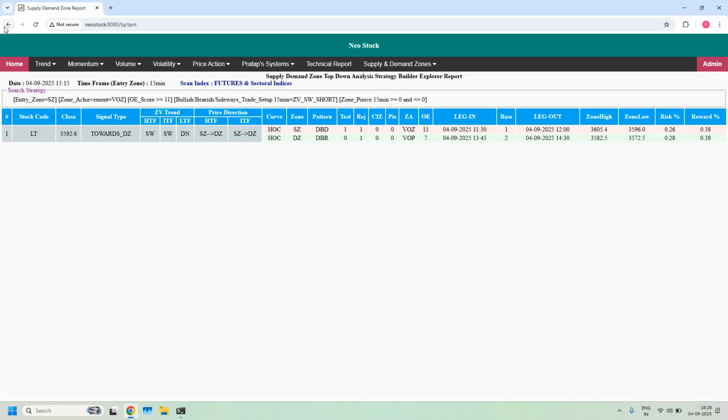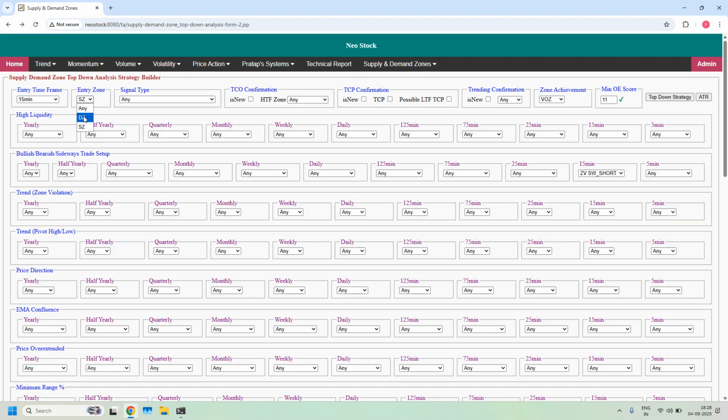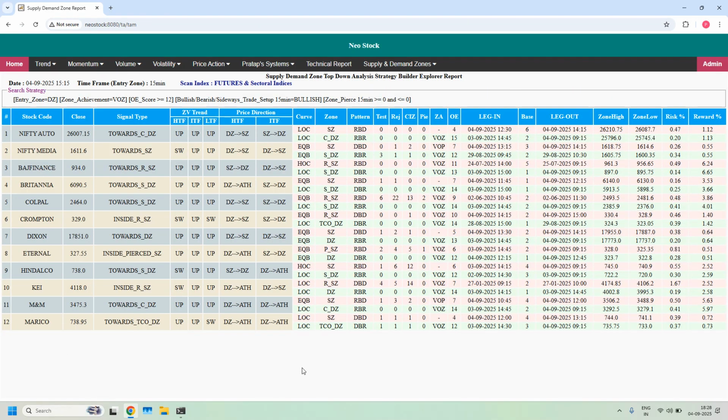Bullish trade setup for daily income trade. Entry time frame zones are 15 minutes demand zone. Here bullish and minimum odd enhancer score 12. Let's filter. We got 12 stocks. All the 12 stocks are supporting bullish trade setup for daily income trade. Entry time frame zones are 15 minutes demand zones. So total we got 12 stocks.